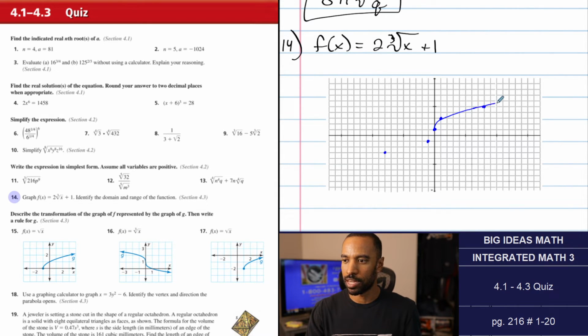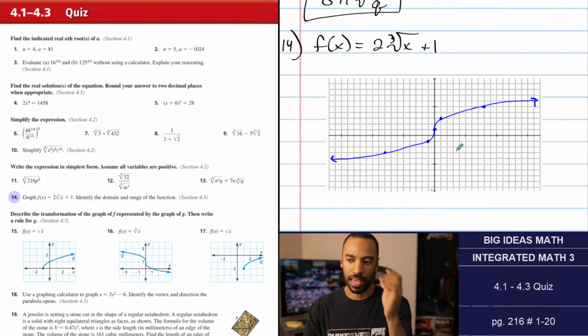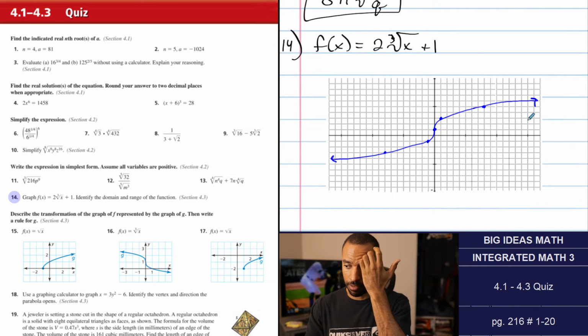Now, we can't fit the next set of points over, because what we would have to do for that one is go 27 over, because 27 is the next perfect cube for 3. So I can't fit that. This graph only goes over 17 units, left, right, etc.